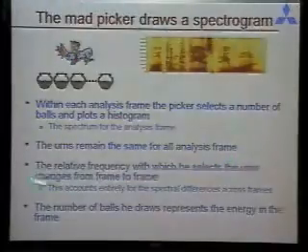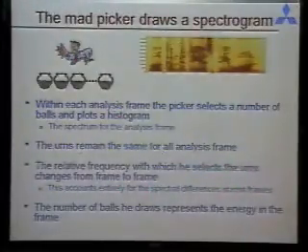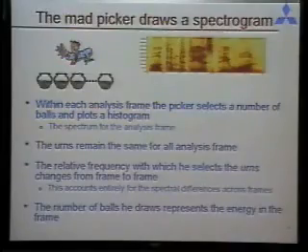The point is the urns stay the same for all analysis frames. He doesn't change the set of urns from analysis frame to analysis frame. The only thing he changes is the manner in which he selects the urns to draw balls. And so the difference between the spectra at different time instances is entirely explained by differences in the relative frequency with which he selects the urns.